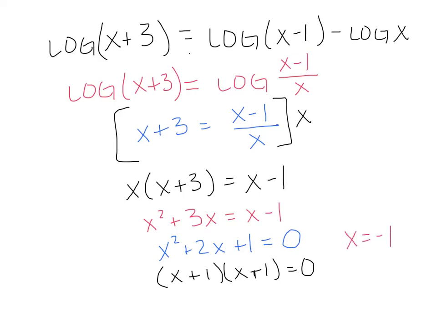Now we have to go back to that problem again. We have to plug them in. Well, negative 1 plus 3 works out okay. Negative 1 minus 1? Nope. That's going to get us a negative. So automatically we know that answer doesn't work. So we have no solution to this problem. We can just use the empty set if we want, or we can write out no solution. But there's no number that's going to make this log equation true.